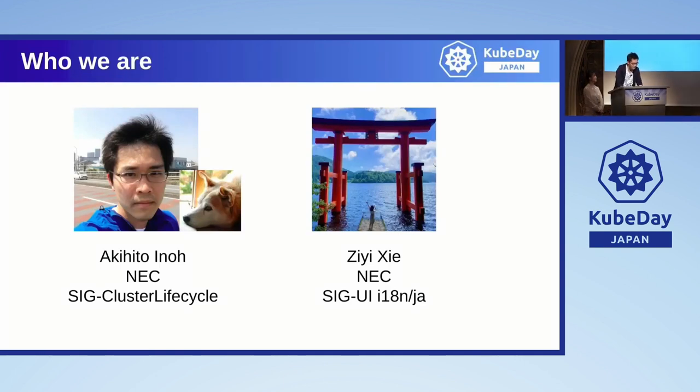At first, let me introduce ourselves. I'm Akihito Inoh from Japan. I joined the Kubernetes community at the end of 2018 and keep on contributing around SIG Cluster Lifecycle and SIG Contributor Experience also. And this dog icon is used on my GitHub as me, okay? And Kai-san.